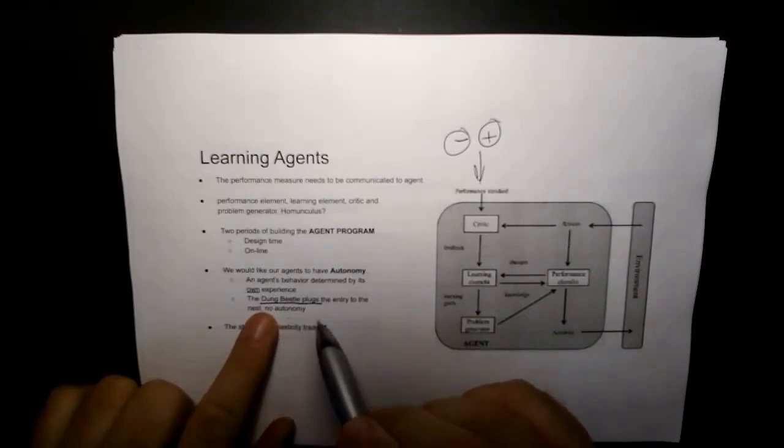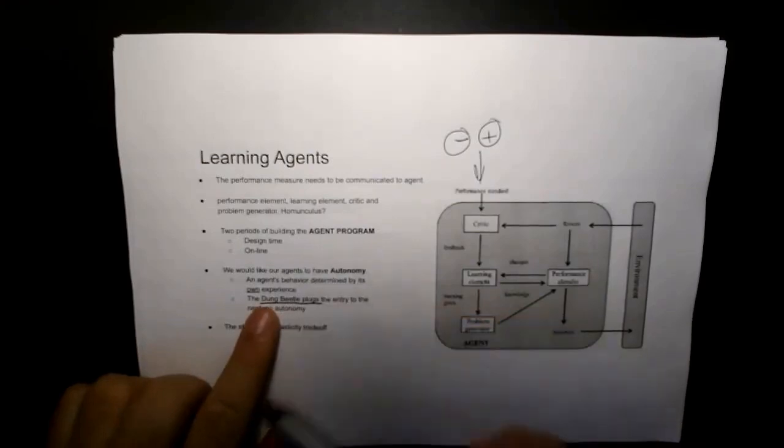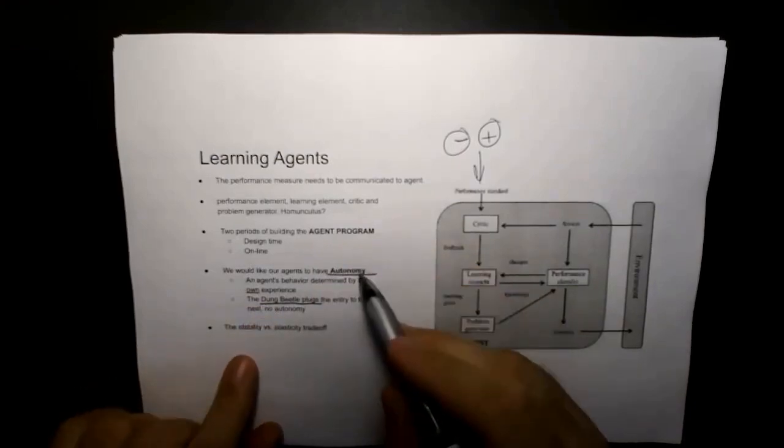Whereas if you took a person and did the equivalent, they would have the ability to not just rely on their agent design time. They could take that experience in and change their behavior immediately. And we say that in that sense, they have autonomy.